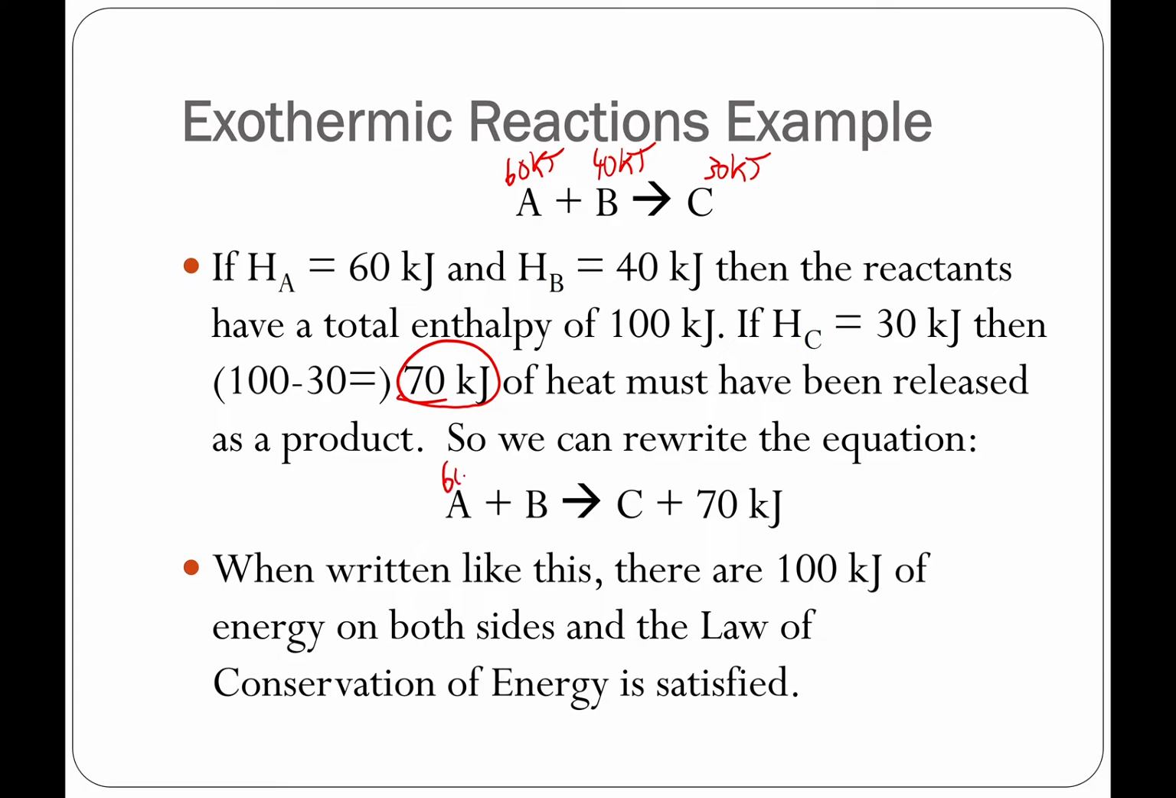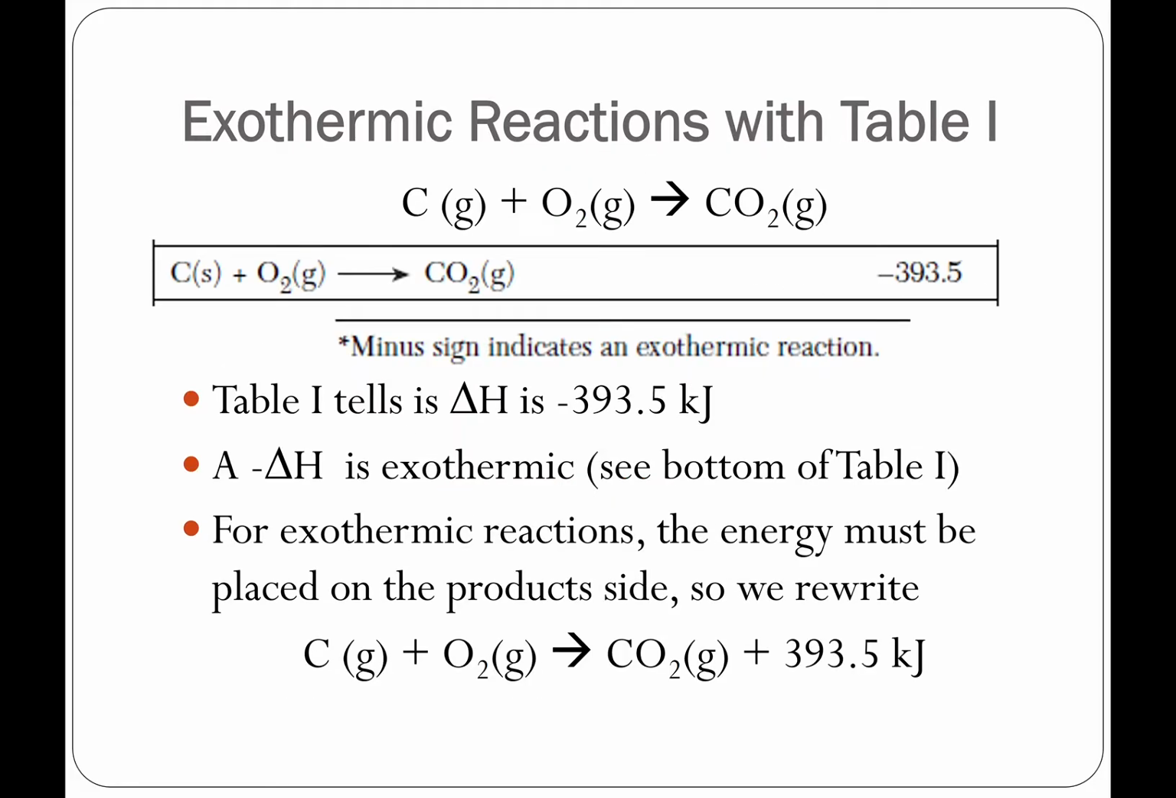Now we can check, we have 60 kilojoules, 40 kilojoules, we had 30 kilojoules here, that's a total of 100, and our law of conservation of energy is satisfied. Now comparing this with a reaction on table I, the minus sign indicating that it is an exothermic reaction, so this reaction is going to release 393.5 kilojoules of heat for every 1 mole of carbon and 1 mole of oxygen that is reacted to yield 1 mole of CO2.